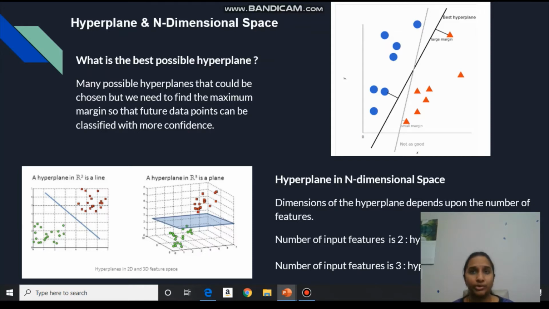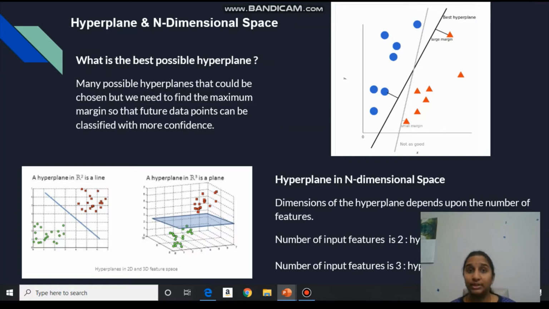Hyperplanes are decision boundaries that help to classify the data points. Data points falling on either side of the hyperplane can be attributed to different classes. Also, the dimension of the hyperplane depends on the number of features. If the number of input features is 2, then the hyperplane is just a line. Whereas, if the number of features is 3, then the hyperplane becomes a two-dimensional plane.